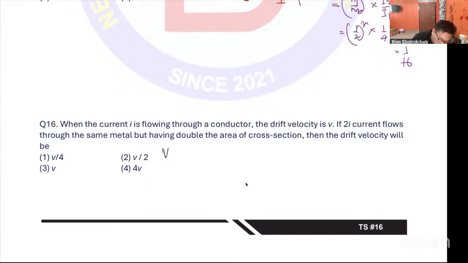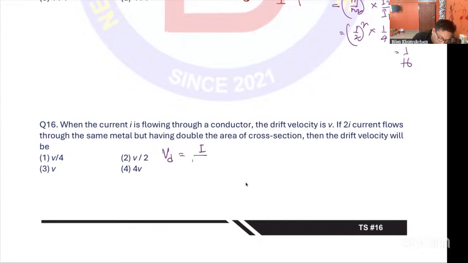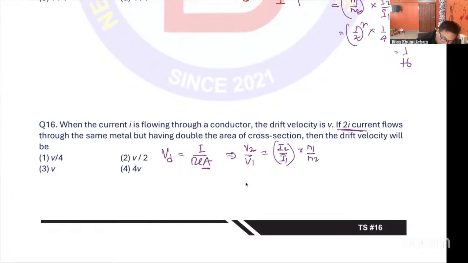Drift velocity, as we have just written, is I by nAe. Initially, let's use the symbol V2 by V1, where V2 is the new value and V1 is the initial value. In the second case, the current is 2I. So it will become I2 by I1, because ne will be the same, into, since it is inversely proportional to the area, R1 by R2 whole square.